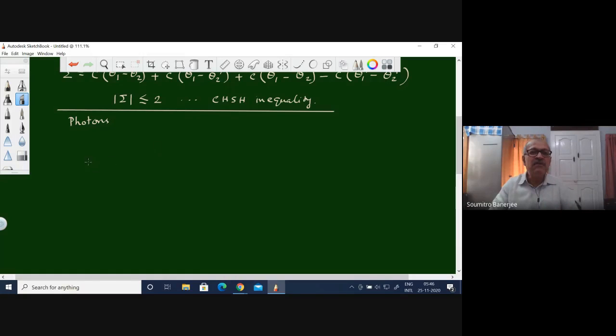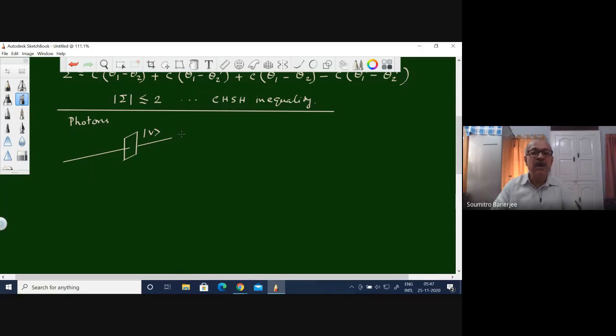So you have a beam coming. I'll draw the straight line. You have a beam coming, and the beam is falling on a polarizer, and as it passes, it is polarized in the, say, vertical direction.